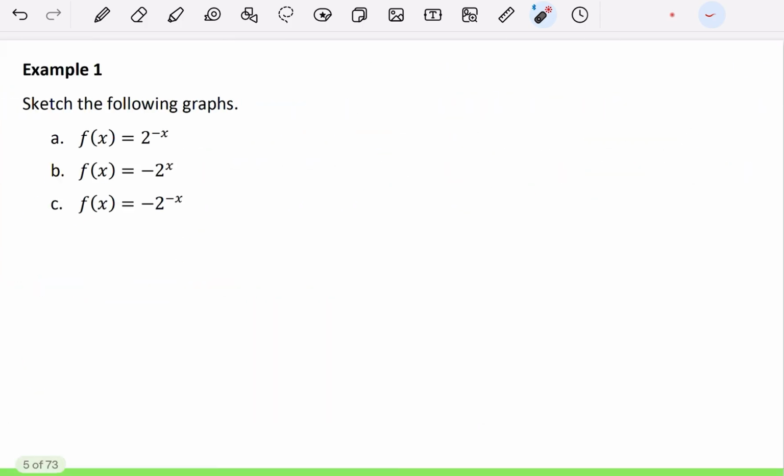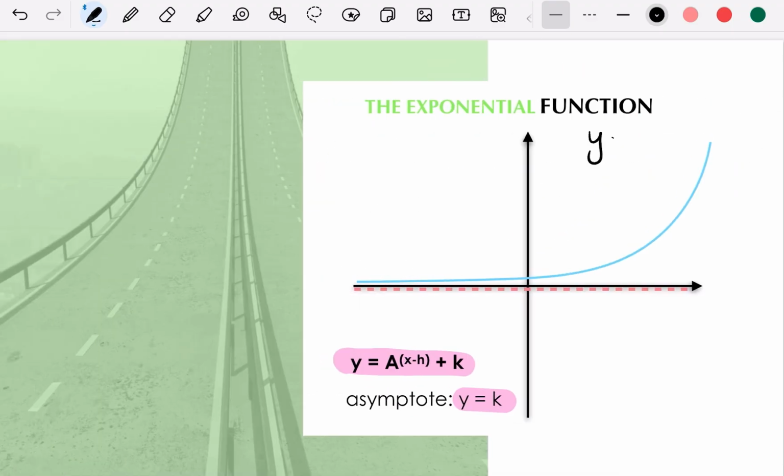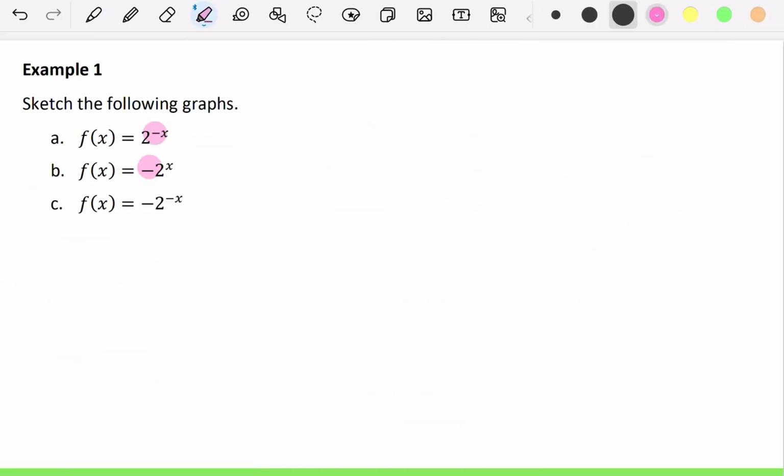So let's start by sketching some of the following graphs. The first one is f of x is equal to 2 to the power of negative x. So keeping in mind that this is our normal graph, if we were to think about it as 2 to the power of x, then all of these negatives here are going to result in reflections. And coming off of our transformations functions chapter, hopefully that will be quite easy to recognize.